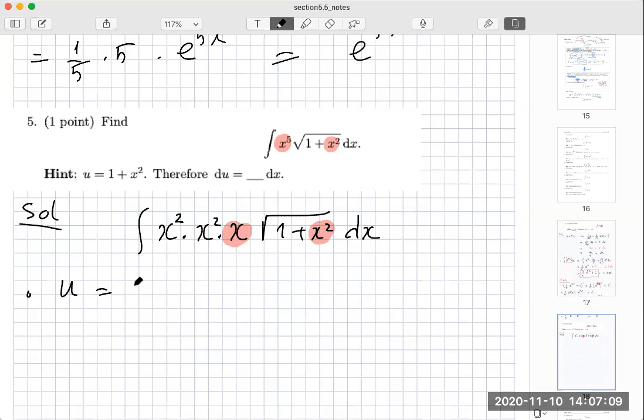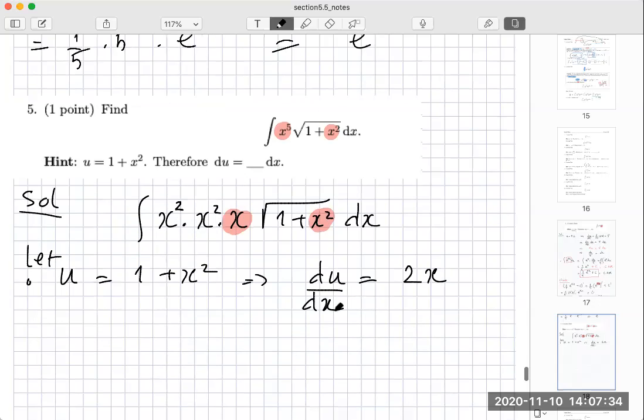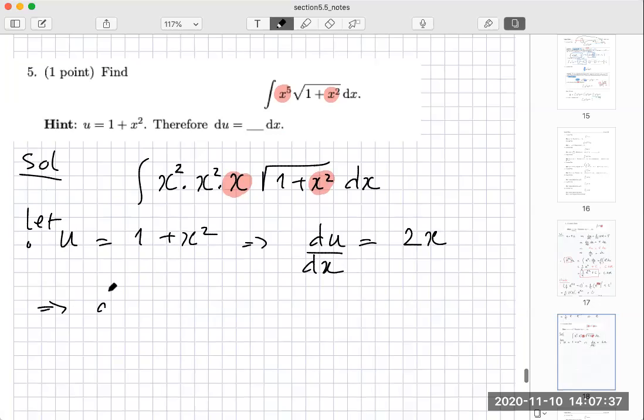if u is 1 plus x squared, then what is du? Very good, 2x and dx, right? Or let us write it slowly. du over dx is 2x. Therefore, du is 2x dx. Okay?